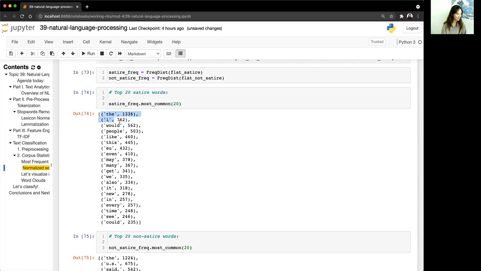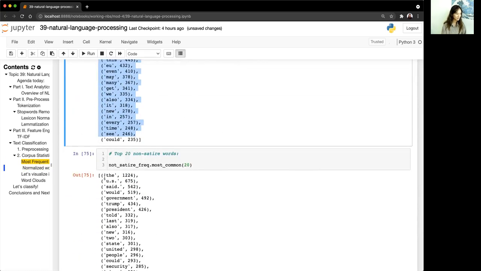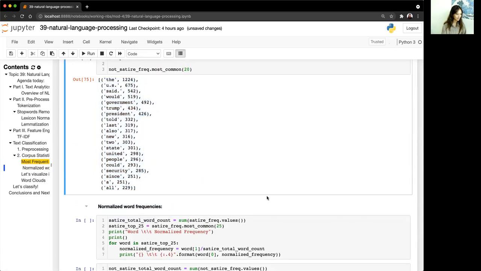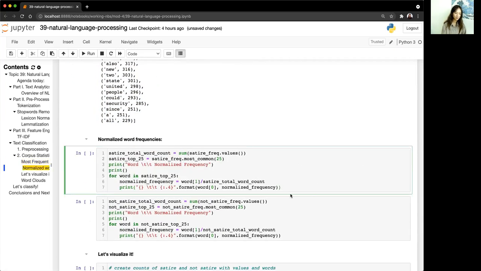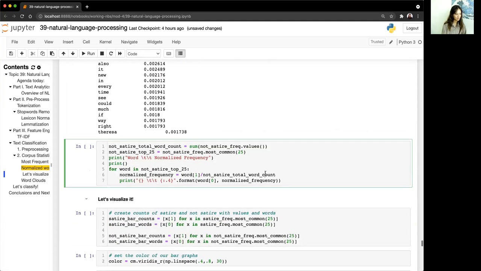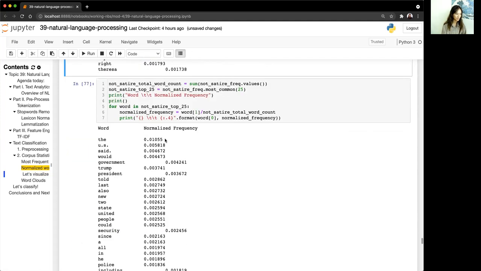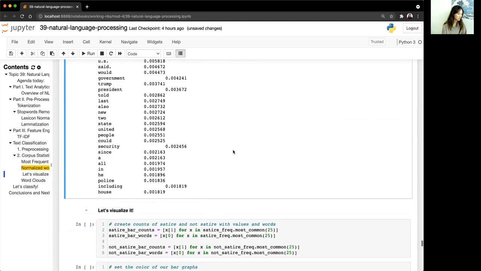But here you can see that these are our satire most frequent words. Again, we haven't taken out stop words yet. This is for not satire. Cool. You can also look at normalized word frequencies. And the way that you can look at that is just a quick mathematical way. I think you can pretty much also do this using value counts if you would like. But normalized frequency, just to see that, okay, the is used pretty evenly across both. Cool, just good to know.